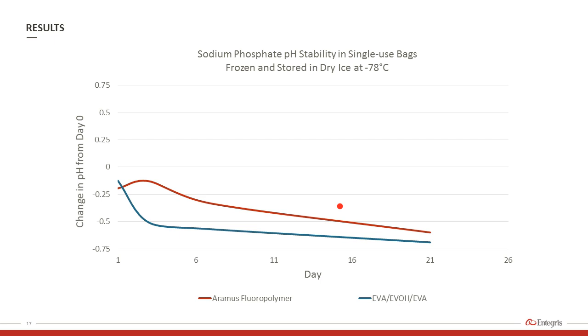Results for round 2 were very similar to the results in round 1. Both bags did experience a drop in pH. The drop in pH was similar between the single-layer fluoropolymer bag and the multi-layer bag with EVOH. Both of these bags had a greater change in pH as compared to the bags placed into the freezer to solidify and then into the dry ice chambers.